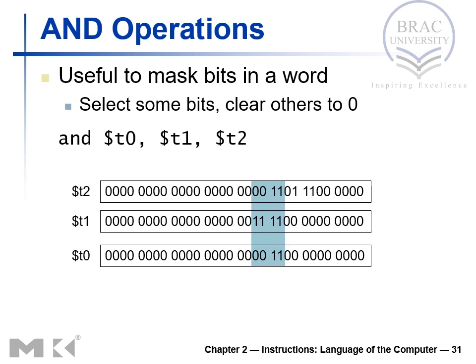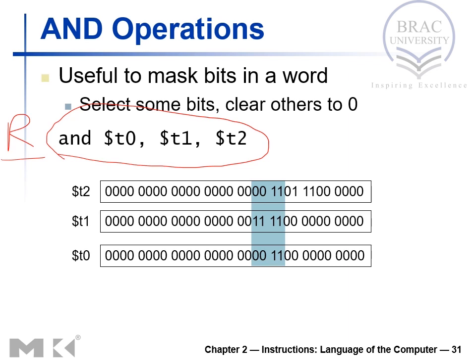AND operation. Again, the AND operation is also an R-type instruction. So we'll be using the R-type format that we have seen previously for representing the AND operation. It is useful to mask bits in a word: select some bits and clear other bits to 0. So this is the format of the AND operation.